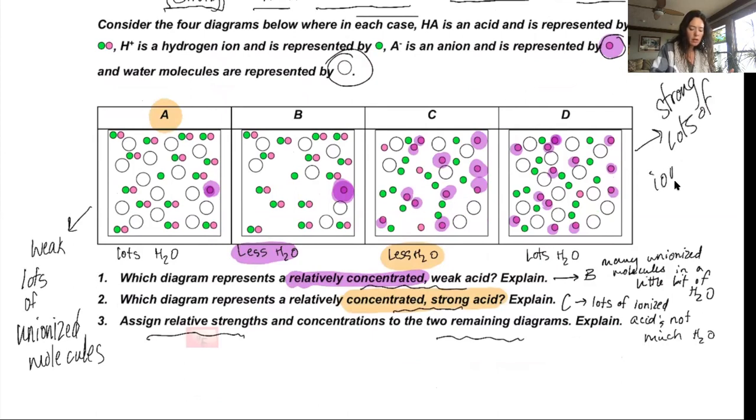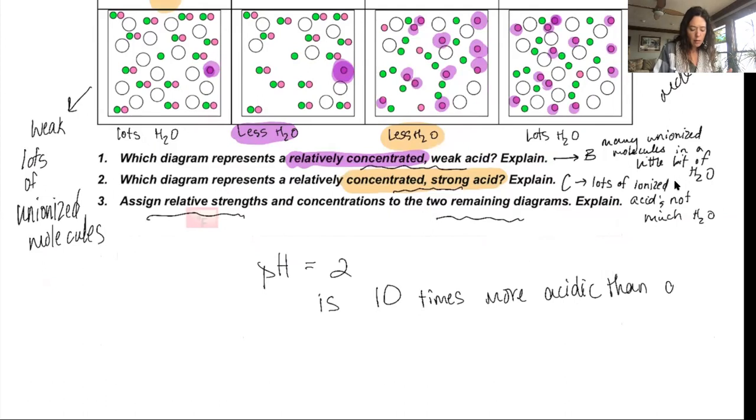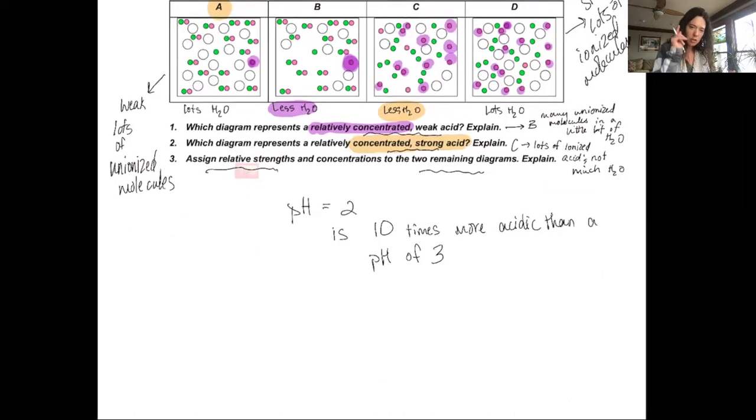Okay, cool. Let's move on, okay? That's pretty much topic 8.1. pH, one more thing. A pH of 2 is 10 times more acidic than a pH of 3 and 100 times more acidic than a pH of 4, 1,000 times more acidic than a pH of 5. So if I forget to tell you that, just hold on to that, okay?